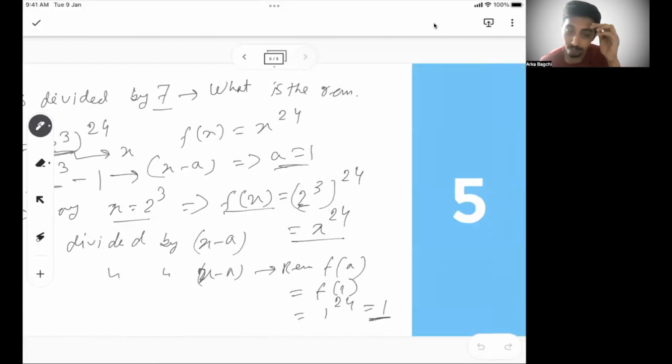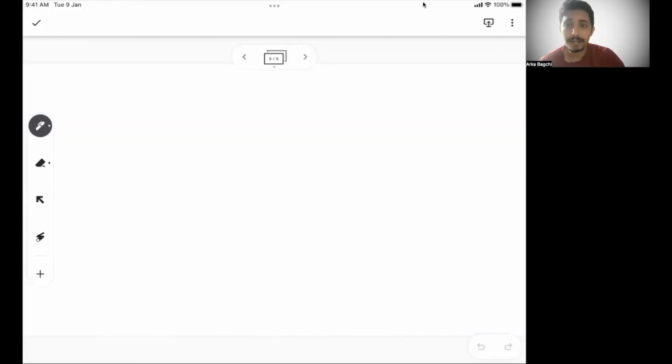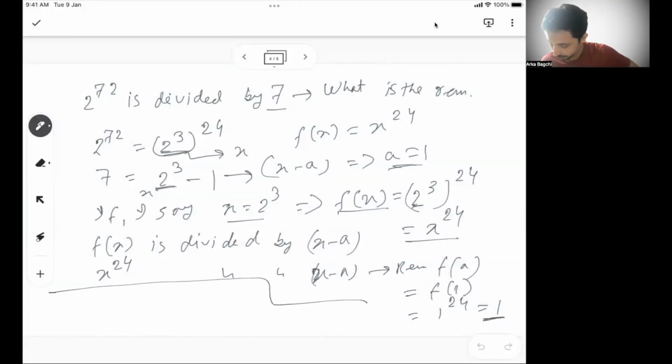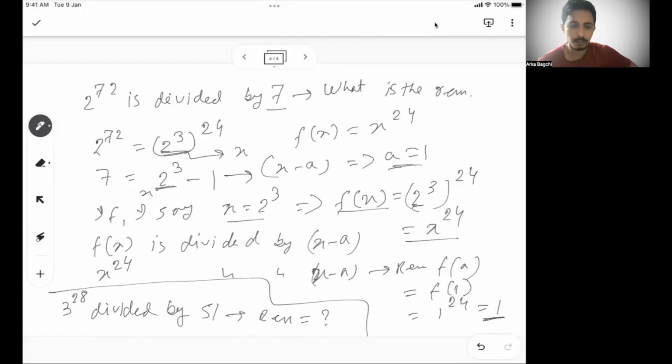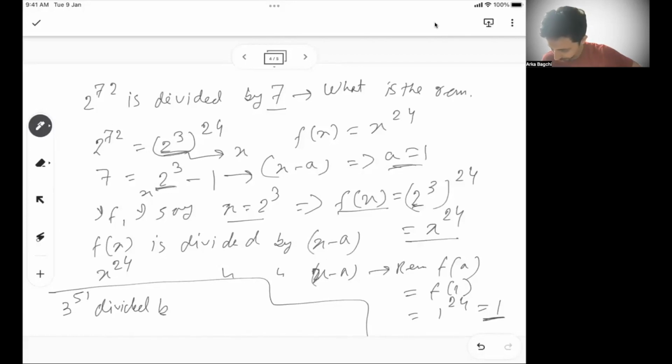I will give you one more problem which you can try at home and then let me know. 3 to the power 28 divided by 51, find the remainder. It will follow the same approach that we did, but sorry, let me do a change. 3 to the power 28 you won't be able to do. Let's do 3 to the power 51 divided by 28. Now, find the remainder.